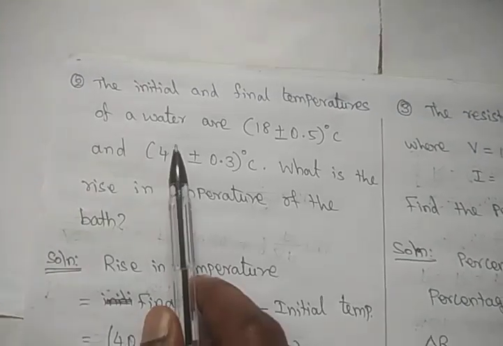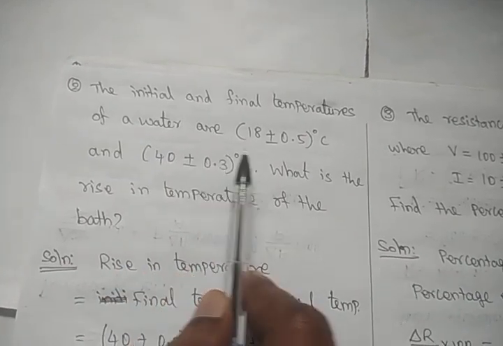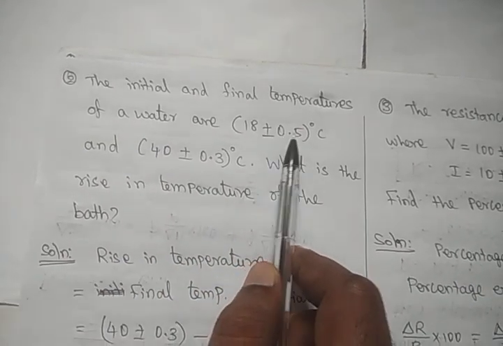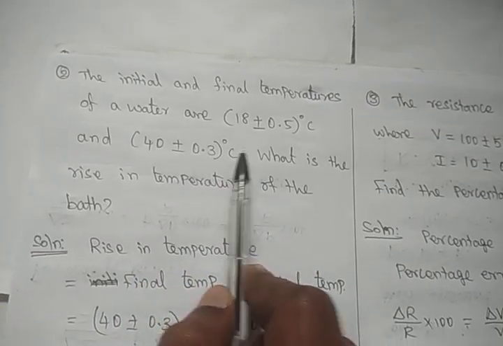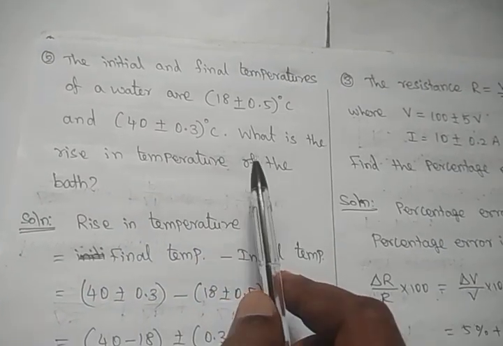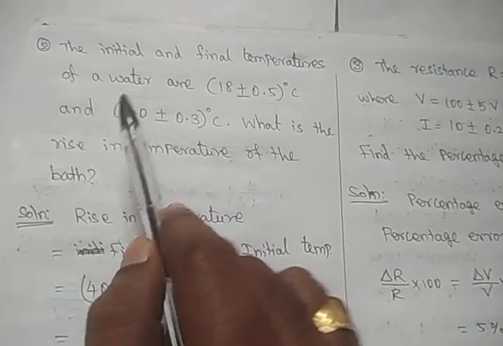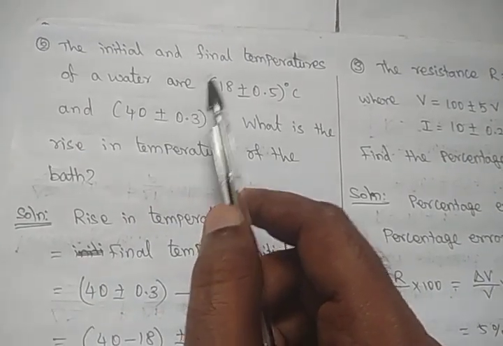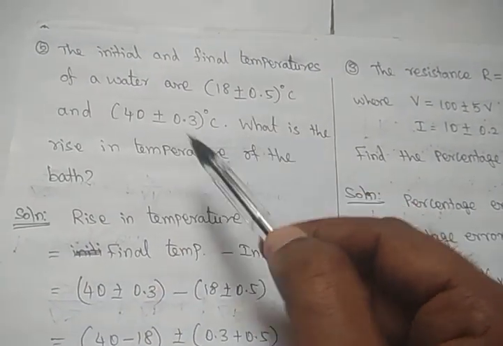Now we will see another problem. The initial and final temperatures of water are 18 plus or minus 0.5 degree and 40 plus or minus 0.3 degree Celsius. What is the rise in temperature? The rise in temperature means initial temperature 18 and final temperature 40. We have to take the difference between these two. How much degree Celsius is raised?